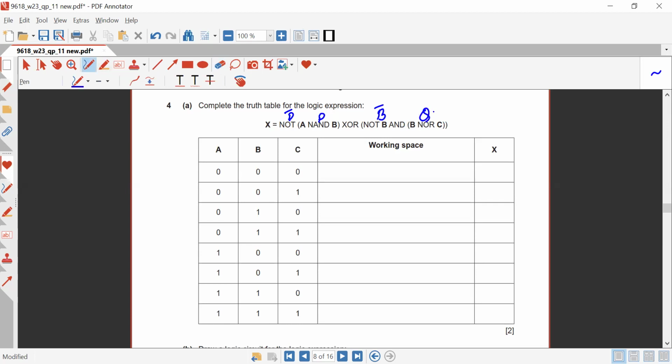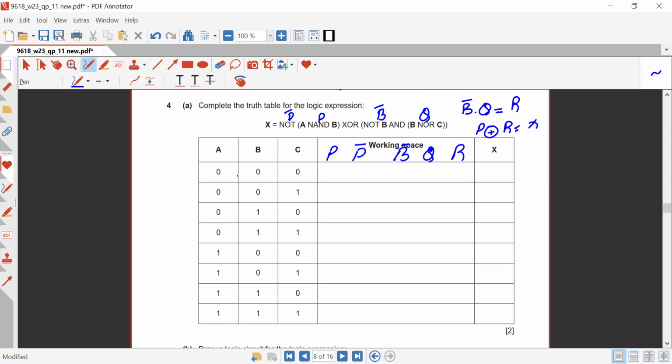And finally, the product of B bar dot Q could be equivalent to R, and P bar is XORing with R, so you may say it will be equivalent to X. So we need to find out first of all P, then P bar, then B bar, then Q, then R, and finally X. So A NAND B, what will be the answer? We can check it out.